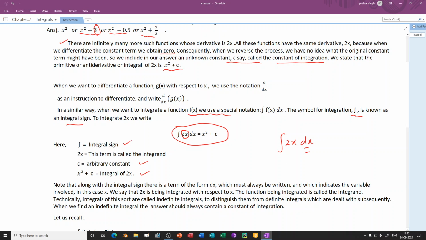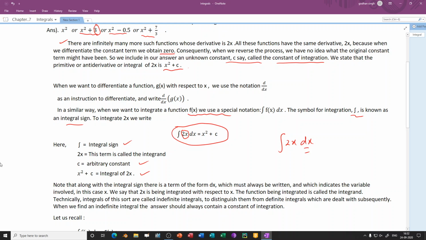So we say that 2x is being integrated with respect to x. The function being integrated is called the integrand. We have already discussed that. Technically, integrals of this sort are called indefinite integrals, to distinguish them from definite integrals. We will learn later on what definite integrals are.